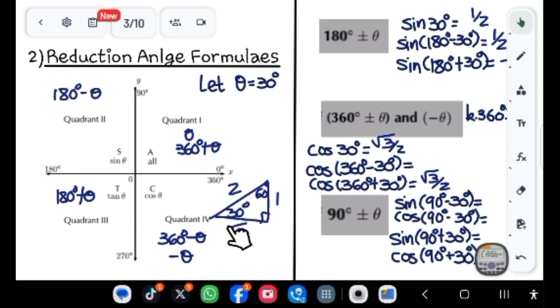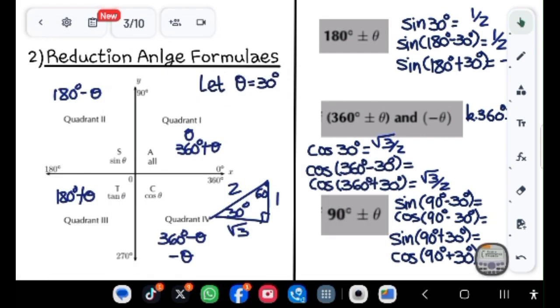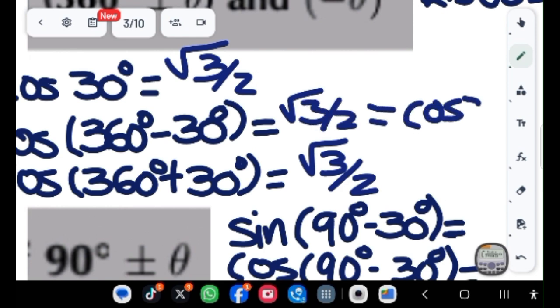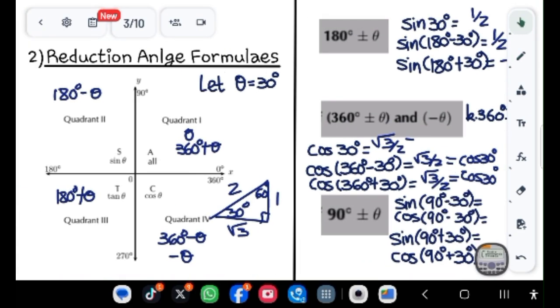Cos of 360 minus 30 lands us in the fourth quadrant, and cos is supposed to be positive there, and you will see it will indeed be positive. So that's cos of minus theta there, square root of 3 over 2, which is the same as cos of 30 degrees. I just wanted to prove that to you. You can see for yourself.